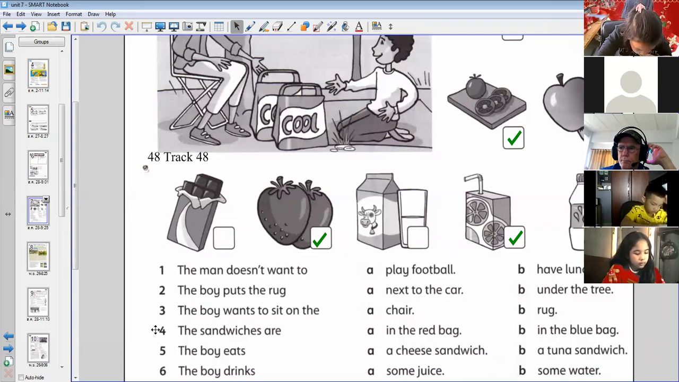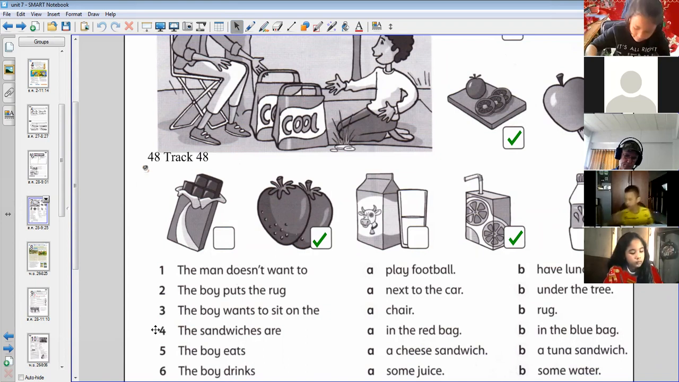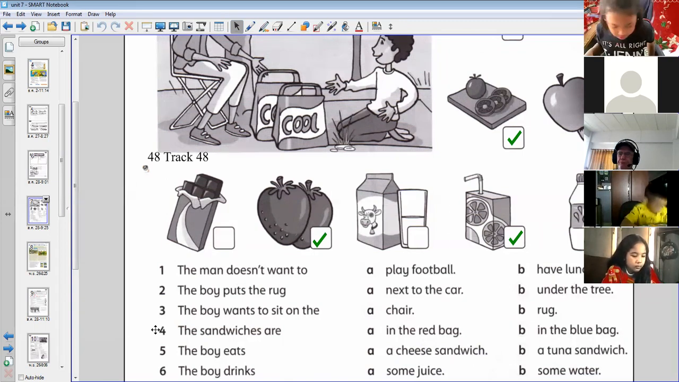Are the sandwiches in the red bag? No, they're in the blue bag. Are there any cheese sandwiches? No, but we've got tuna sandwiches. Here you are. Oh, good. I like tuna. Thanks. Do you want a tomato? Yes, please. What else have we got? Is there any chocolate? No, there isn't any chocolate. Sorry. But there are some strawberries. Great. I love strawberries. And there's some juice. Do you want some juice? No, thanks. Can I have some water? Of course. Here you are. Thank you. I'm thirsty.